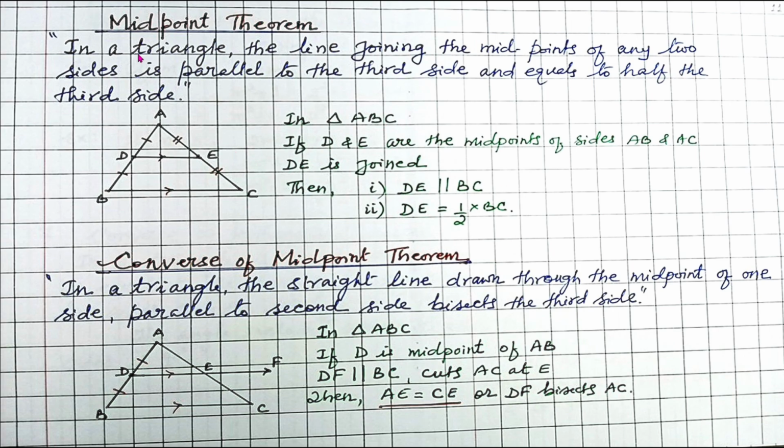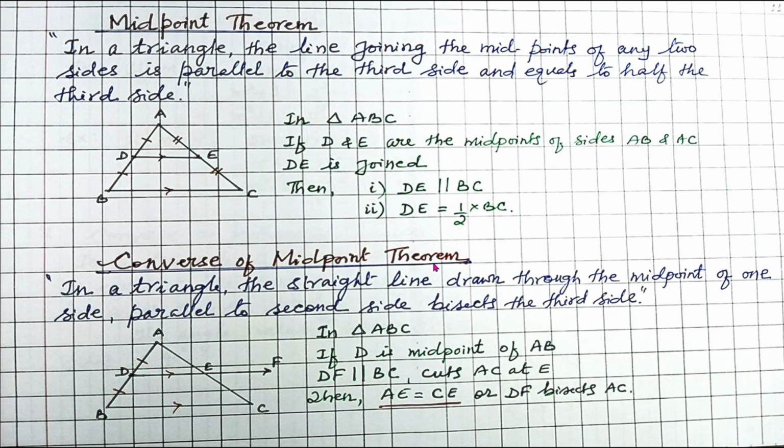In a triangle, the line joining the midpoints of any two sides is parallel to the third side and equals half of the third side. Now what does that mean? It means that if you are given a triangle ABC, D is the midpoint of AB, E is the midpoint of AC, DE is joined, then DE is parallel to BC and DE is half of BC. So that is the midpoint theorem.